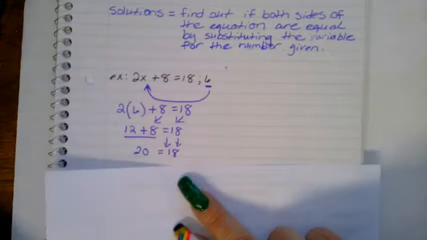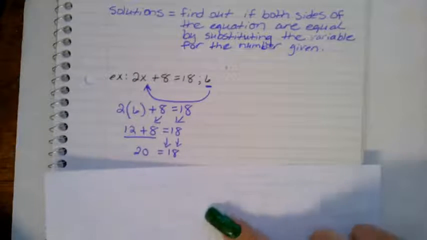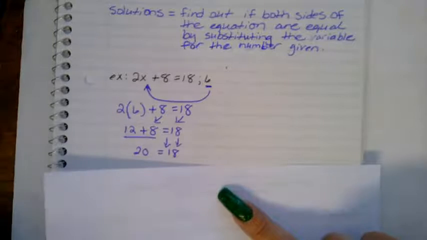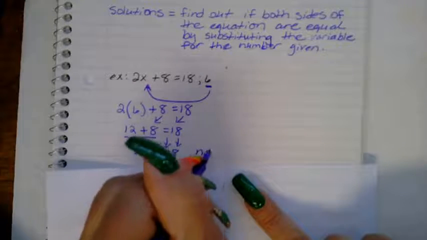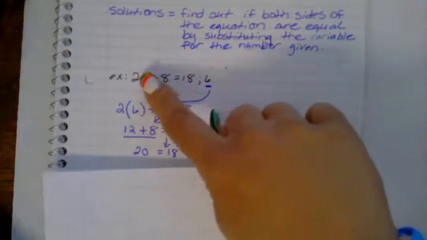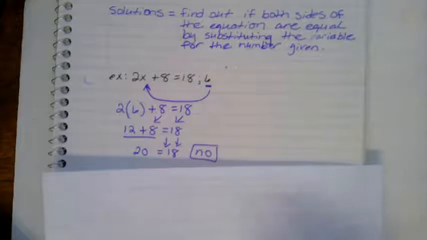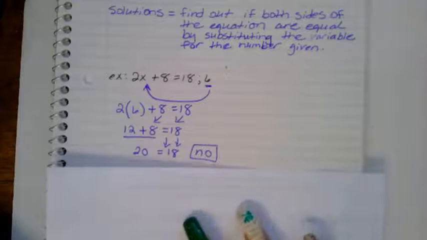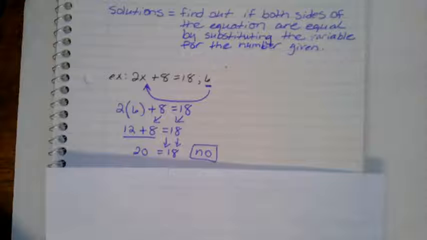So is 20 equal to 18? No, it's bigger, right? It's not the same thing. So you're going to put no in your box as your answer, because 6 is not a solution for x. Go ahead and pause if you need to. I'm going to do another example.